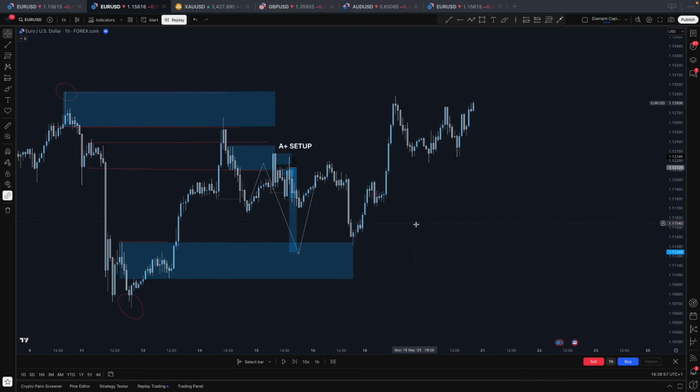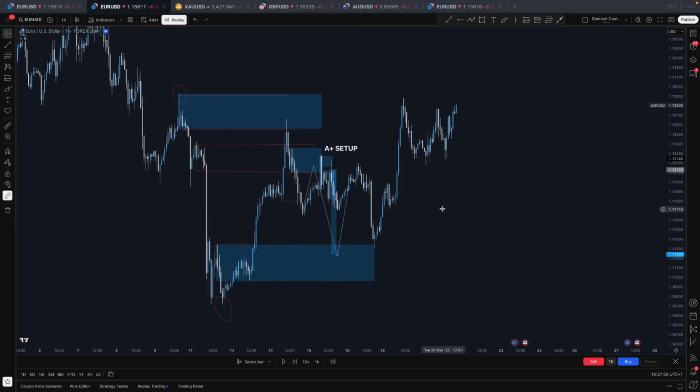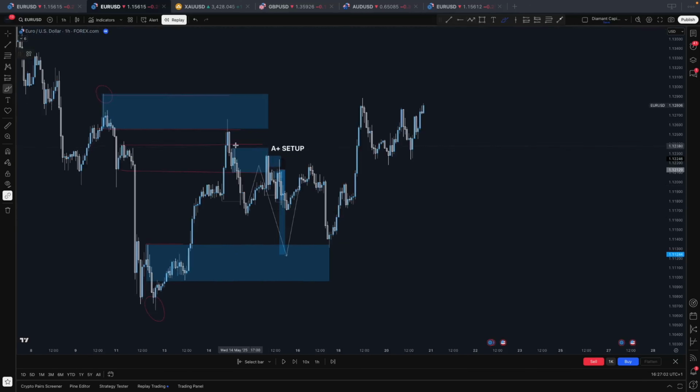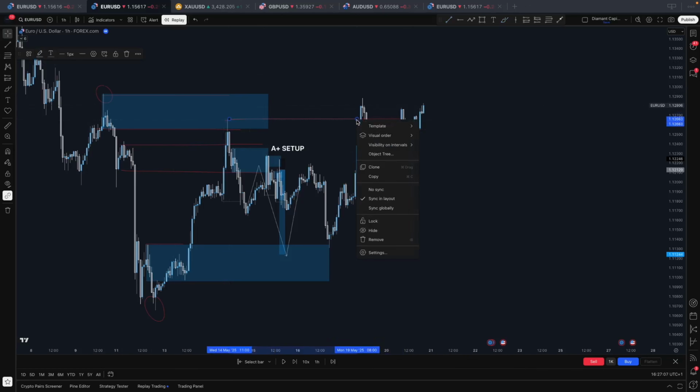How are we going to get more of an A setup? Well, it's going to be very simple. You look at the higher time frame narrative. So right here, we've now officially had a change of character.